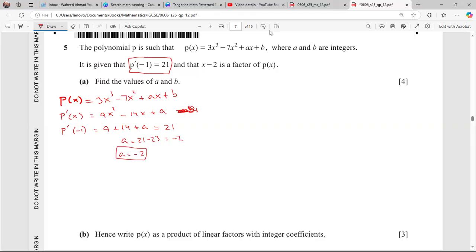So my polynomial will become p(x) equals 3x cubed minus 7x squared, and a is minus 2, so minus 2x plus b. Now the second information is that x minus 2 is a factor of this one. So I can write this as x minus 2 into some quadratic expression. How can I find that? I can find it through long division. If x minus 2 is a factor of this 3x cubed minus 7x squared minus 2x plus b, it will be completely divisible by x minus 2.